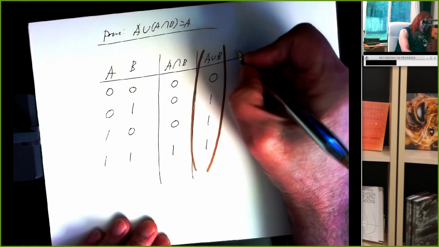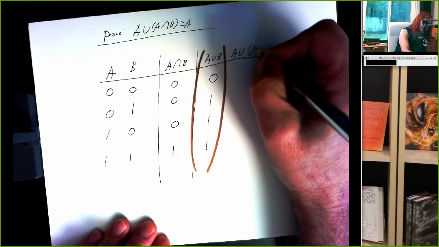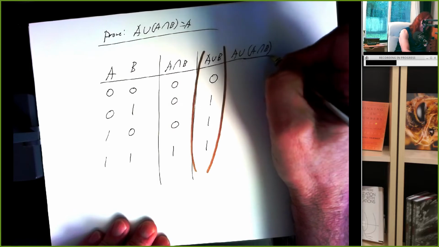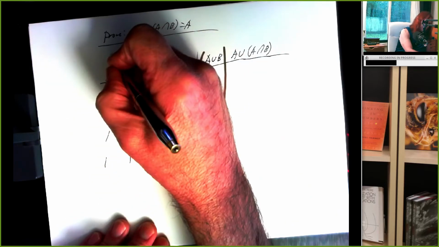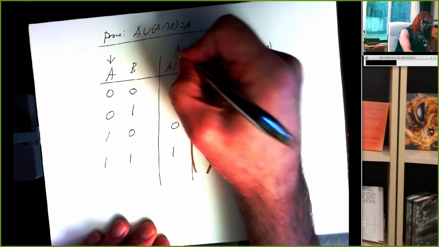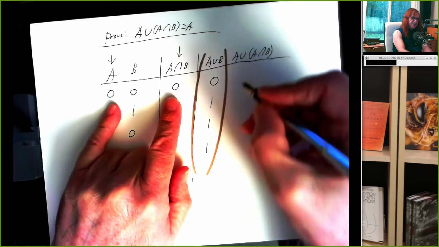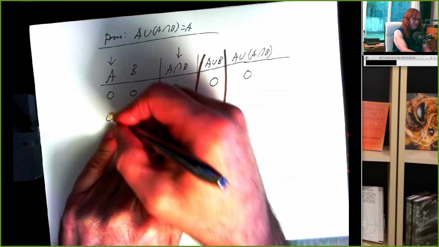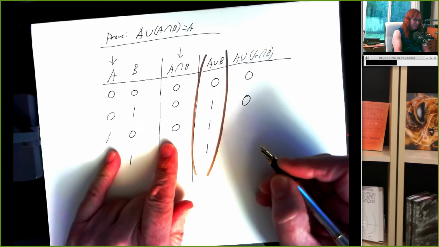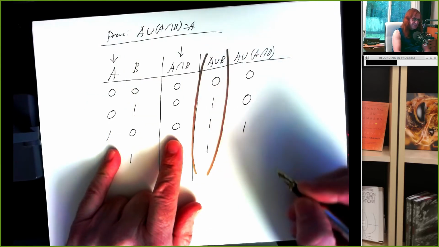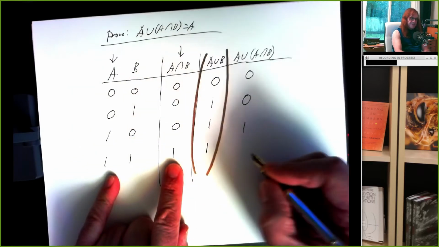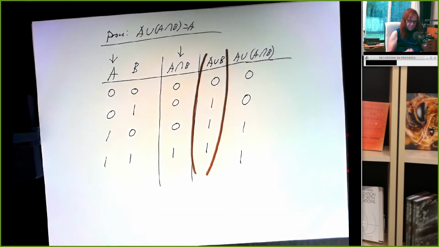But now let's look at A union A intersect B. And so we want to look at the union of this column and this column. Well, 0 and 0, if our element's not in here and it's not in here, it can't be in the union. If it's in A, it certainly is in the union. And if it's in both A and A intersect B, it's in the union. So this is called a membership table. And this is the membership table for A union A intersect B.